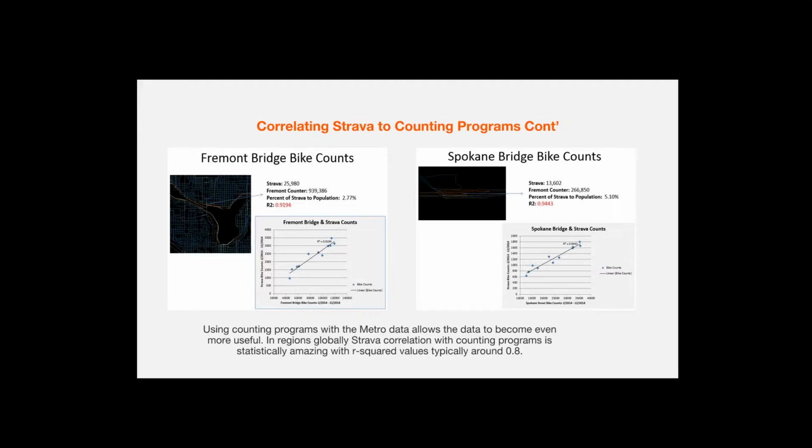But they have no way of knowing that. In the Spokane Bridge, you have maybe 1/3 of the total users, maybe even only a quarter. And Strava users has 13,000 total accounts there, which represents closer to 5%. So you have a much higher percentage down south than we did north, and therefore an even higher R-square value.